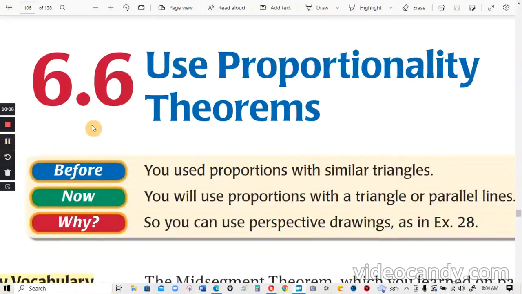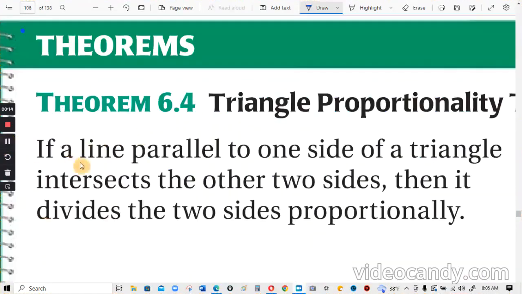Chapter 6.6, use proportionality theorems. If a line parallel to one side of a triangle intersects the other two sides, then it divides the two sides proportionally.